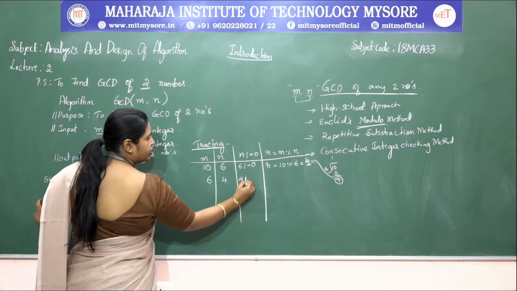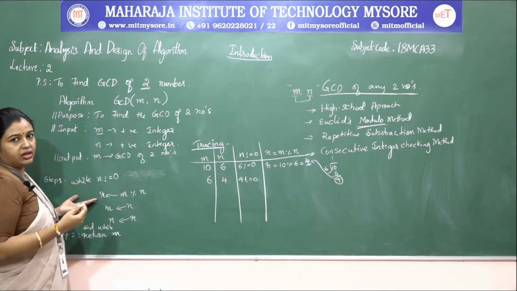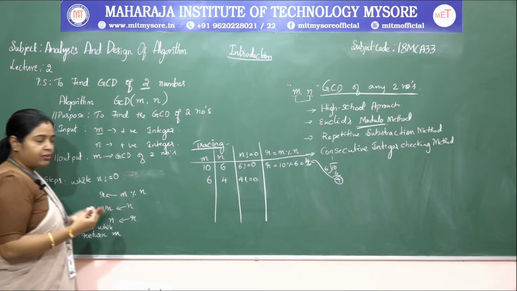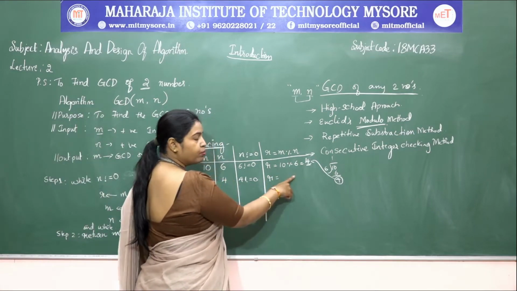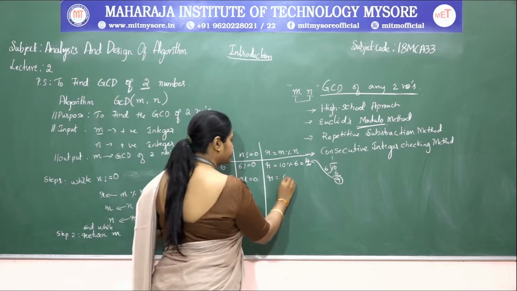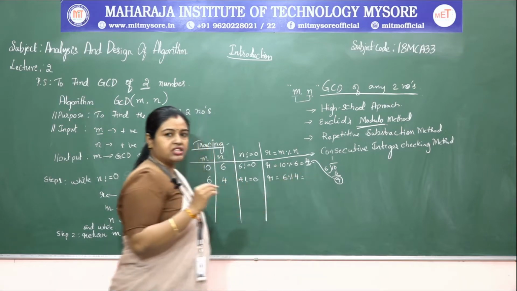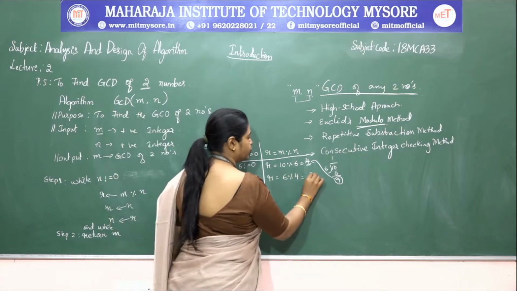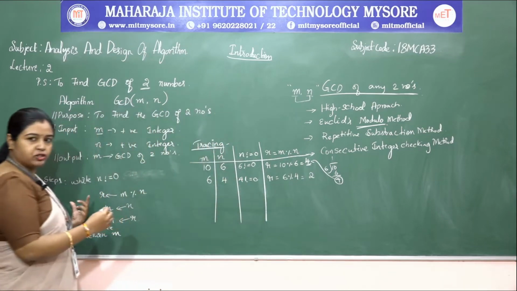4 is not equal to 0. True. If it is true, then it has to execute the next statement. What is the next statement? r is equal to m mod n. What is m in this iteration? 6. 6 mod 4 is 2. So now again n has to be checked.